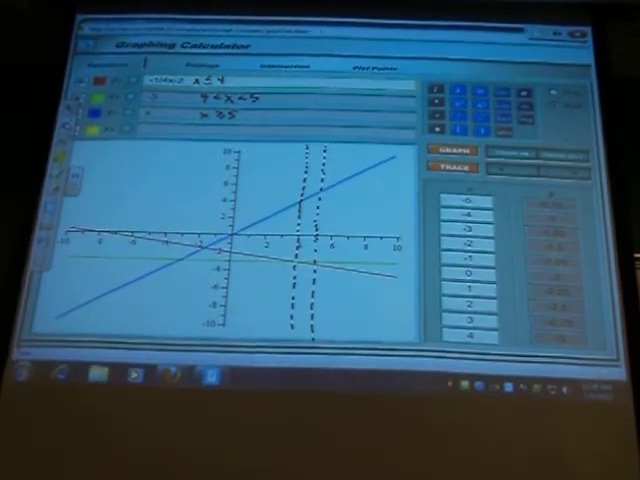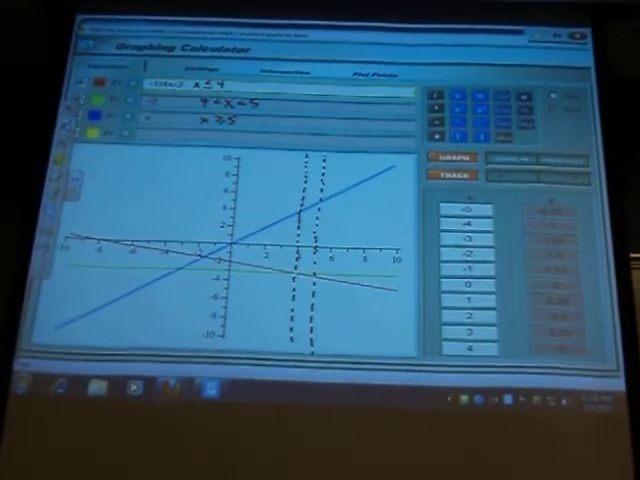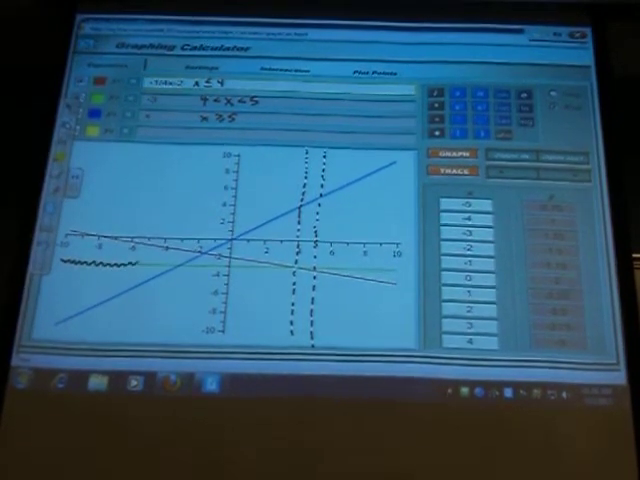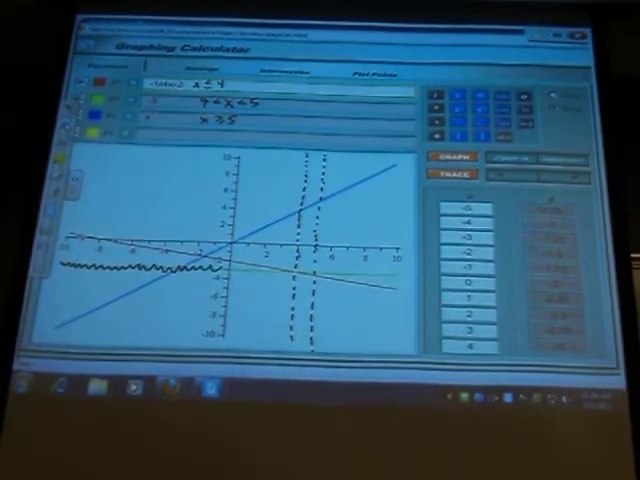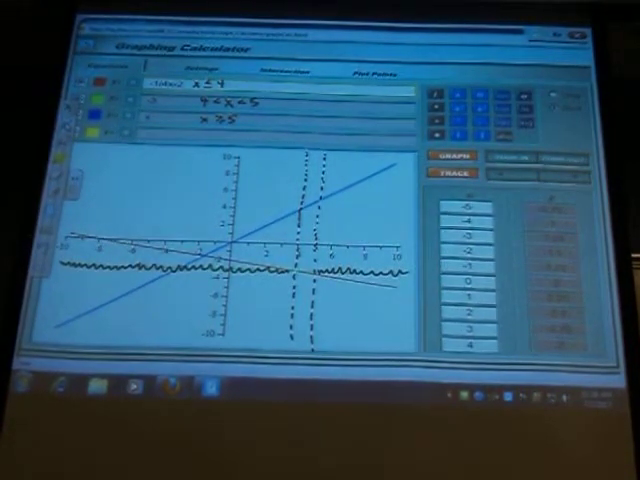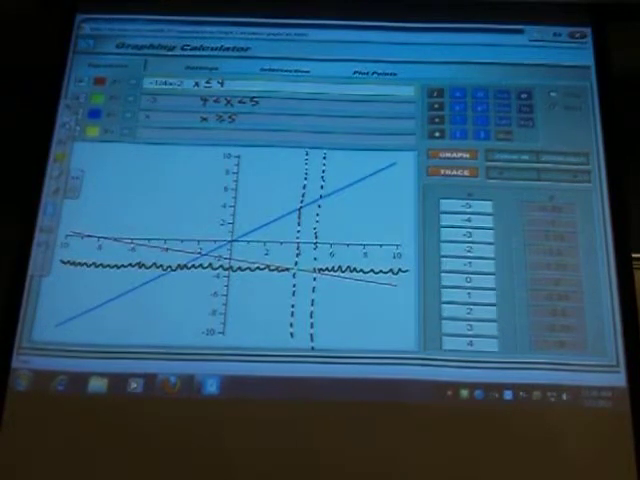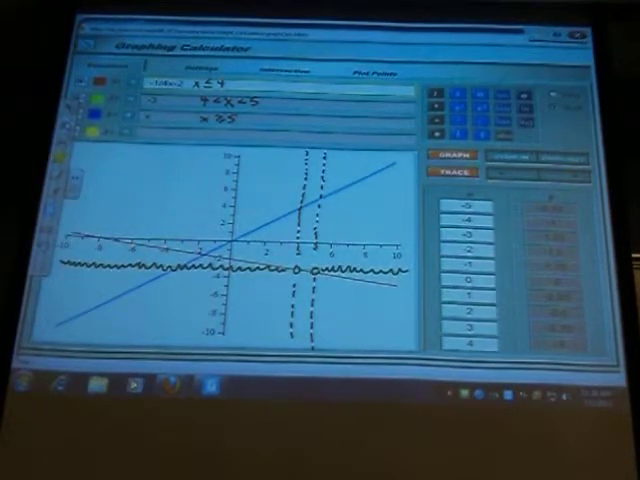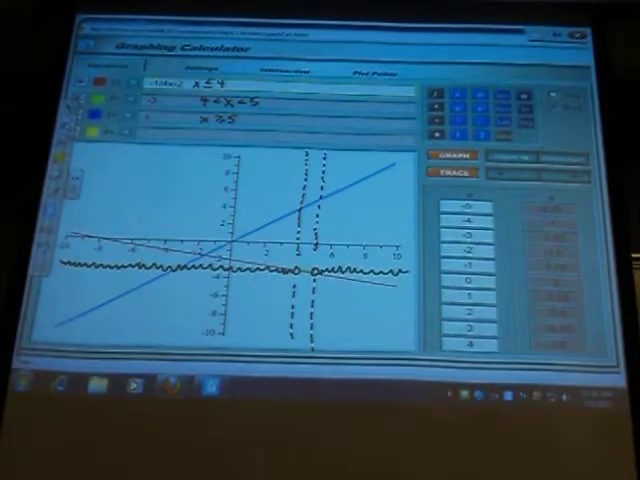Blue is above 5. Greater than or equal to 5, so to the right. Now what should I start and end the green line with? Open circles, closed circles? Open. They're both open because neither of those have equals here. I want an open circle here, open circle here, and no other green line. Okay?